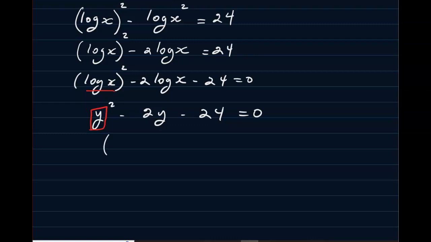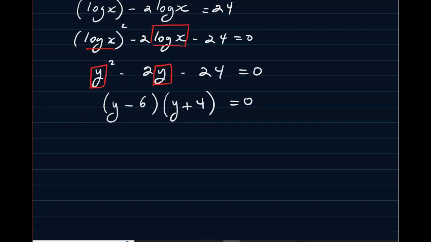So basically, this will end up being (y minus something), two numbers you multiply to get minus 24. That would be 6 and 4, and one of them has to be negative. The bigger one has to be negative, so that would be (y minus 6)(y plus 4), set equal to 0. So this is an equation, and we're going to use the zero product rule, so y equals 6 or y equals negative 4.